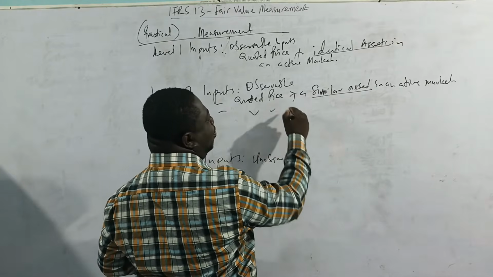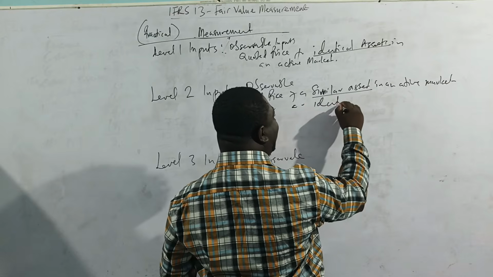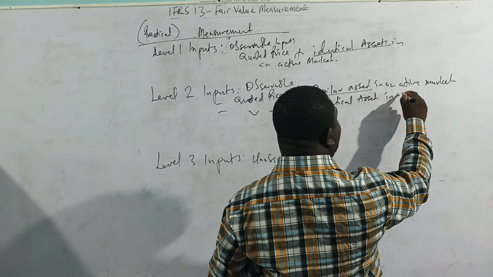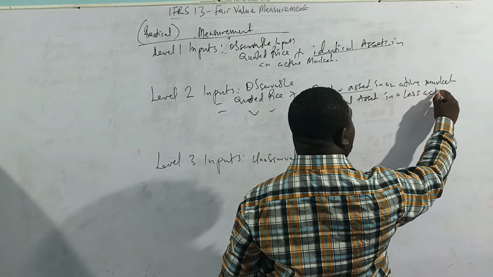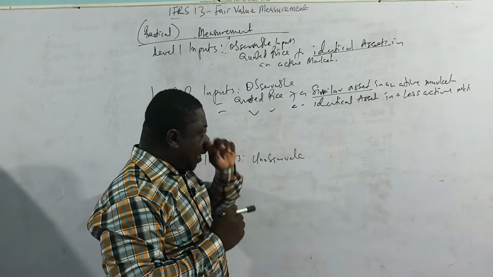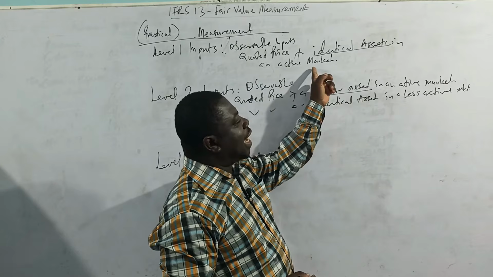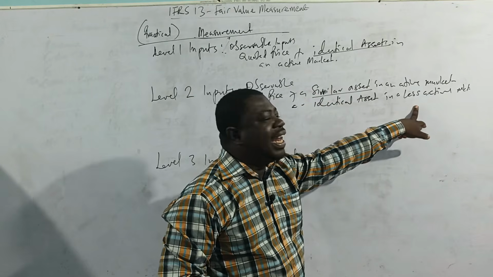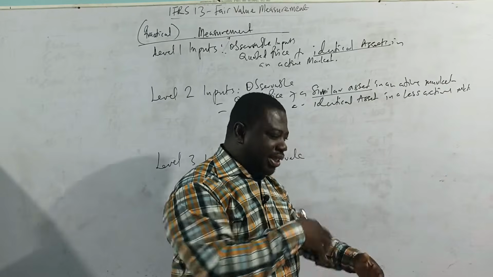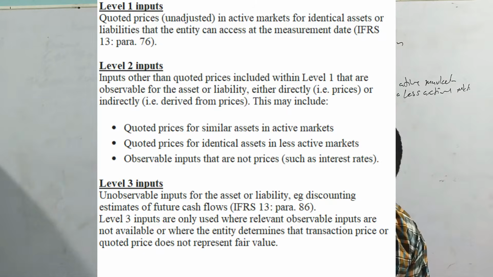So we have quoted price of an identical asset in a less active market. So this time around, it is identical, not similar, but the only change is that level 1 is an active market, level 2 is a less active or inactive market. It will make sense when we are solving the question after this. After this, when you are solving a question, you will understand. Then we look at the third one.